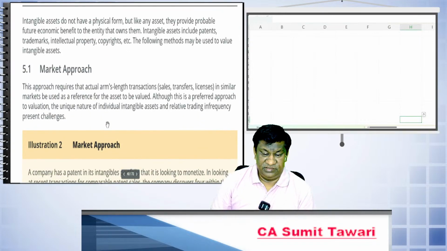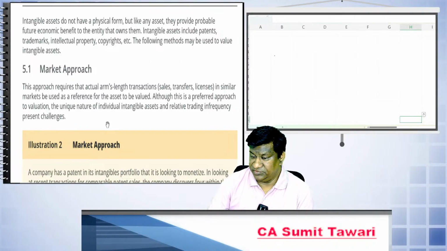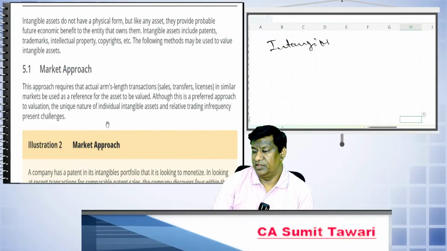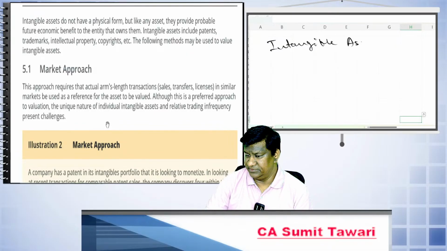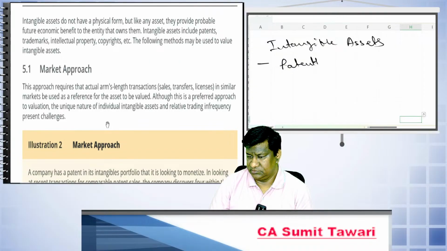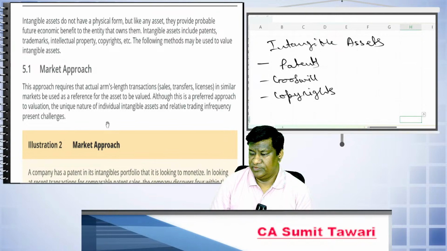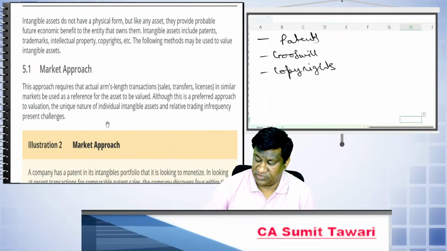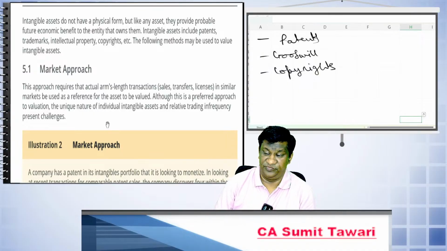Then intangible assets. Can anyone give an example of an intangible asset? Patents, goodwill. Yeah, patent, goodwill, copyright. Okay, so those are assets which we cannot visually see but which carry some value. So that is an intangible asset.